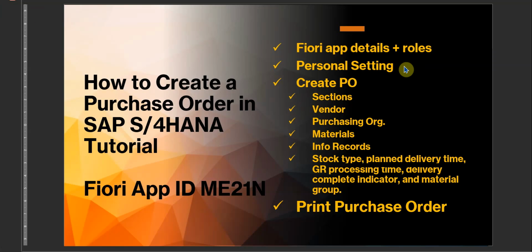Then the purchase order creation process itself. We'll be looking at the different sections, the header and item sections, how you add a vendor, how you select the vendor, how the data is populated from the vendor master. We'll be looking at how you actually select the purchase org, purchase group and company code, how you add materials and quantities for the materials that you want to procure, or products.